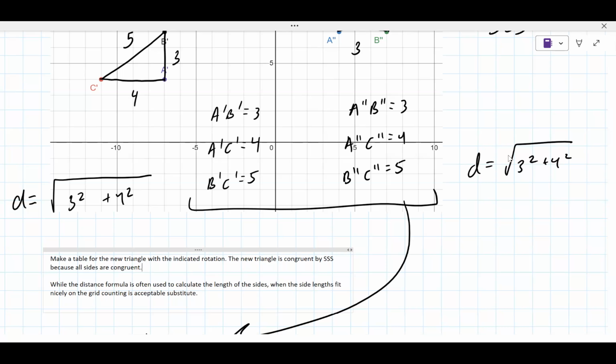So the new triangle. Right, so this has to show me using the Pythagorean theorem to find the hypotenuse and showing the distance formula. Yes. All right.